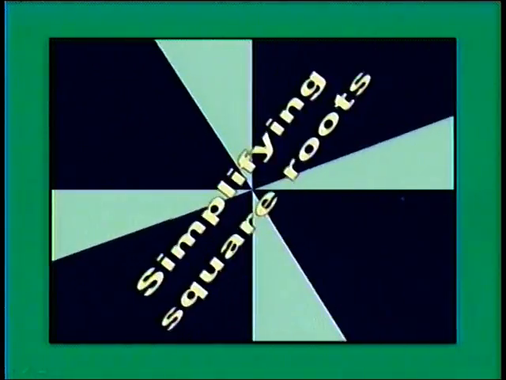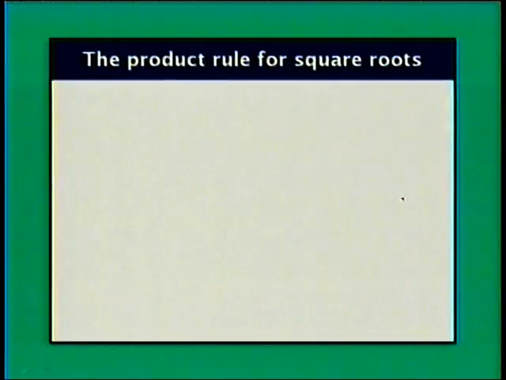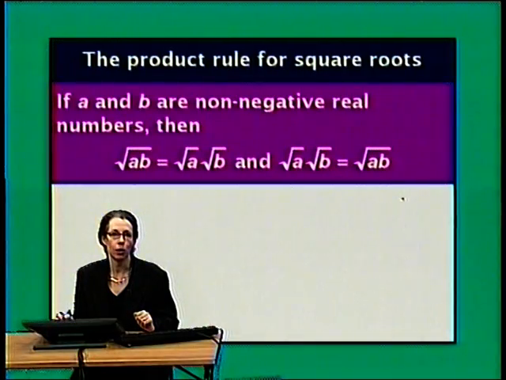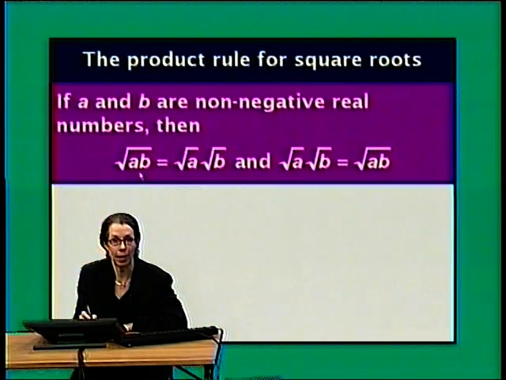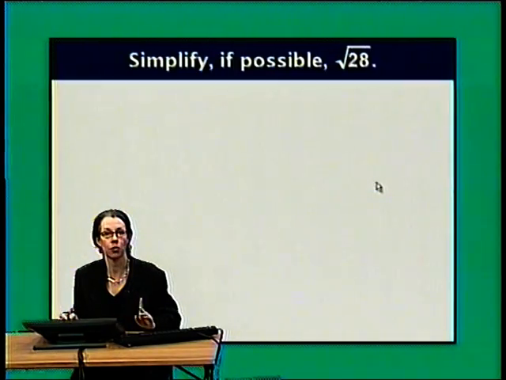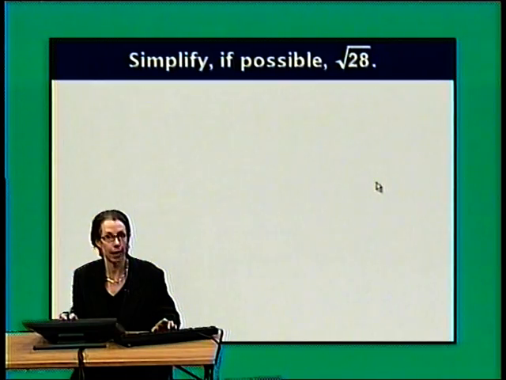So this is my next topic, simplifying square roots. And to do this, I'm going to use what we call the product rule for square roots. If a and b are non-negative real numbers, then the square root of the product of a and b is equal to the product of the square root of a and the square root of b. We can also go the other way. If we have the product of the square root of a and the square root of b, we can rewrite that as the square root of the product. Let me show you how we can use this to simplify the square root of 28.